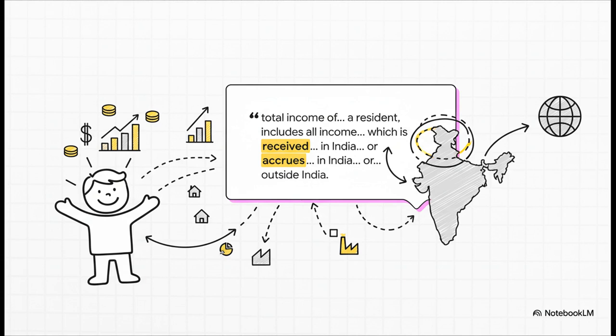Okay, so let's actually look at the legal text. Now, it might look a little dense at first, but this short paragraph is the entire engine for how a resident's income gets taxed. And I want you to pay close attention to that tiny word, "or." That's a tiny word with huge power. It means the tax authorities don't need to prove all of these conditions. Just one is enough to pull that income right into the tax net.